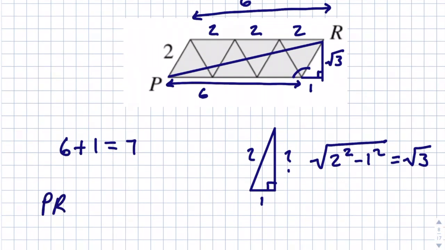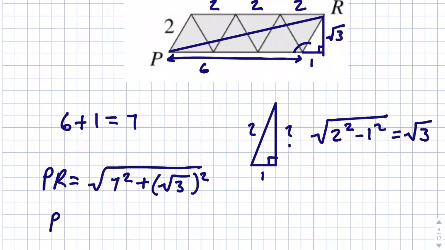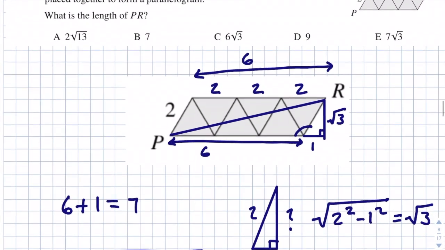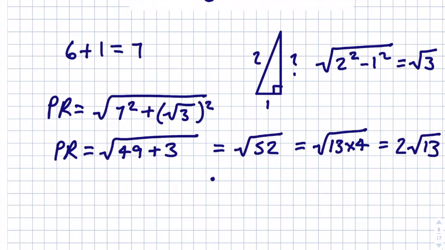So we can say PR equals the square root of 7 squared plus root 3 squared. 7 squared is 49 and root 3 squared is 3. So that simplifies to root 52, and we can simplify root 52. 13 times 4 is 52, and the square root of 4 is 2, so we get 2 root 13. And we've got an answer of 2 root 13, which is answer A. So therefore, final answer equals A.